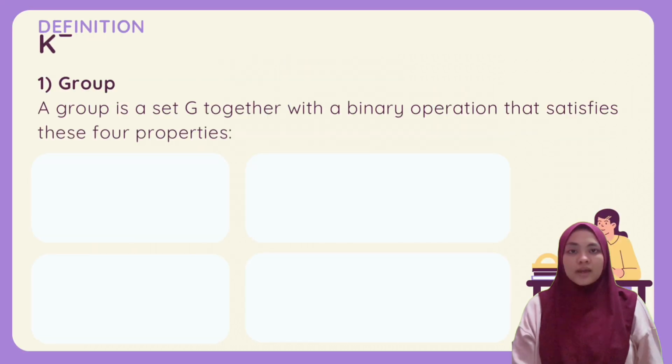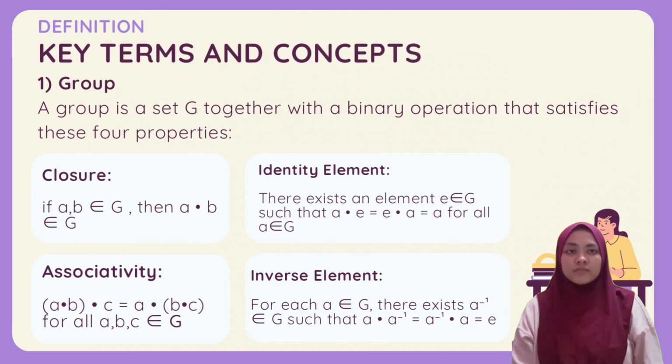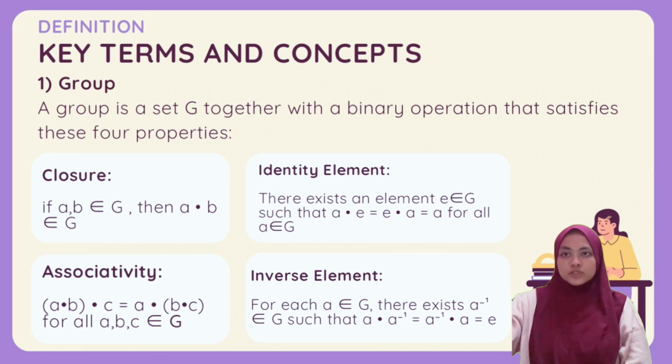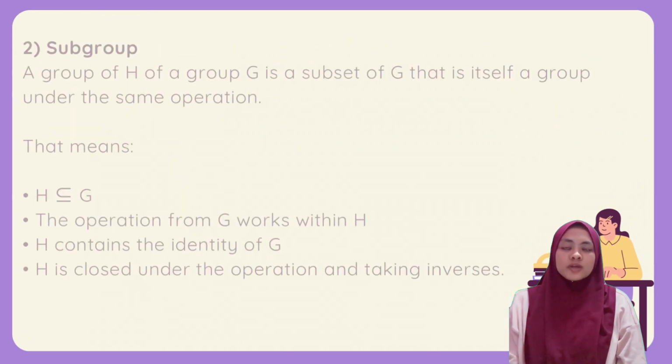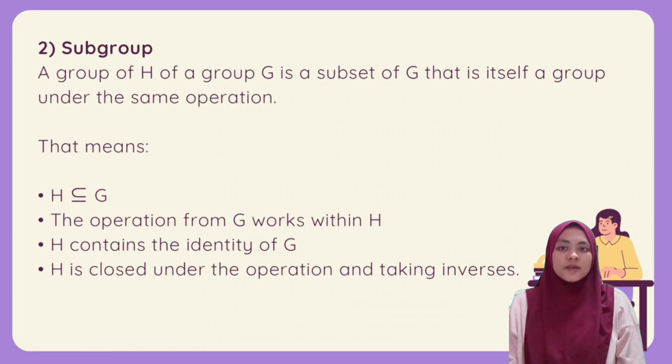To fully understand Lagrange's theorem, we need to be familiar with several fundamental ideas from group theory. Here are some key terms with simple explanations and examples. The first one is group. A group is a set G together with a binary operation that satisfies these four properties: closure, associativity, identity element, and inverse element. The second one is subgroup. A subgroup H of a group G is a subset of G that is itself a group under the same operation. That means the operation from G works within H, H contains the identity of G, and H is closed under the operation and taking inverses.